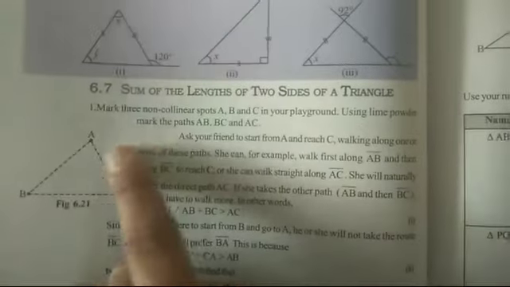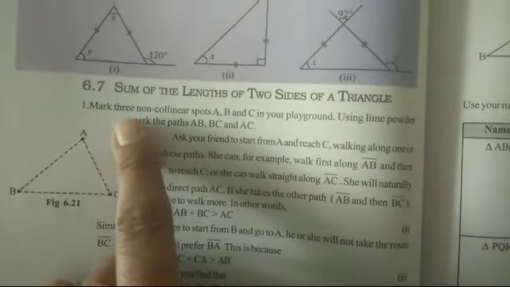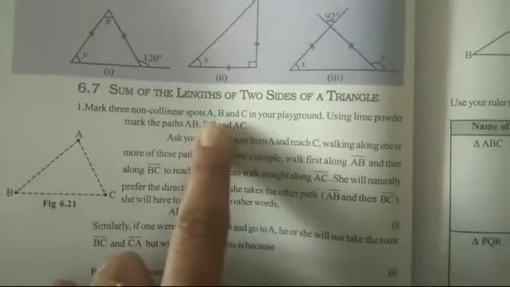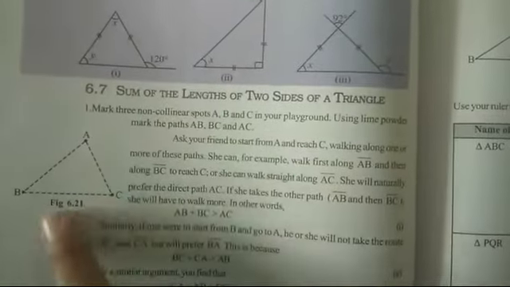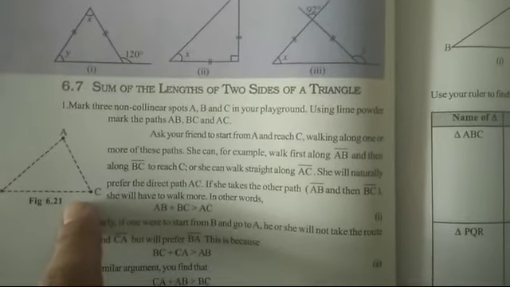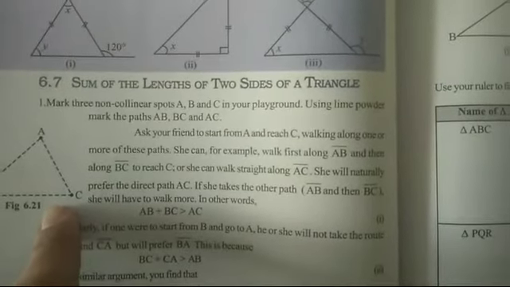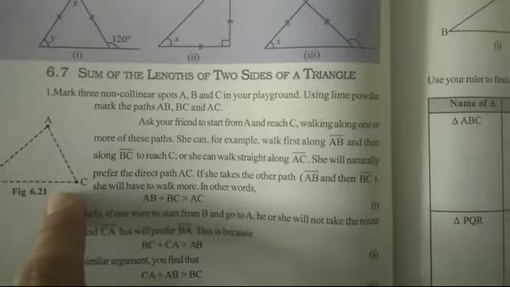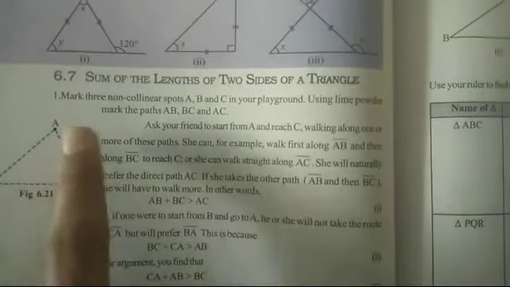Then we have the topic, the sum of the lengths of two sides of a triangle. Mark three non-collinear points or spots A, B and C in the playground. As you can see, A, B, C are the three spots. Using line powder, make the paths AB, BC and AC.